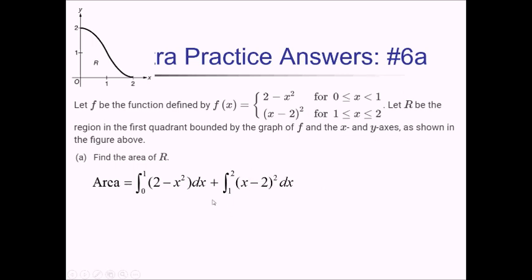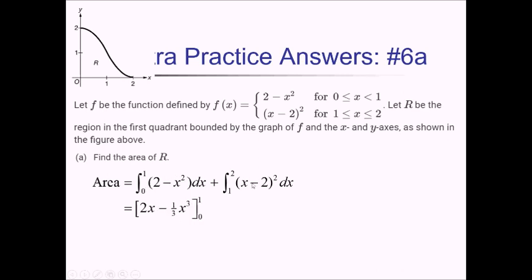So let me use my fundamental theorem. Since I can't use a calculator here, I'm just going to take antiderivatives and plug things in the old-fashioned way. For this first one, the antiderivative of 2 is just going to be 2x. And then this is going to be 1/3 x cubed that we're subtracting. And that's evaluated from 0 to 1.